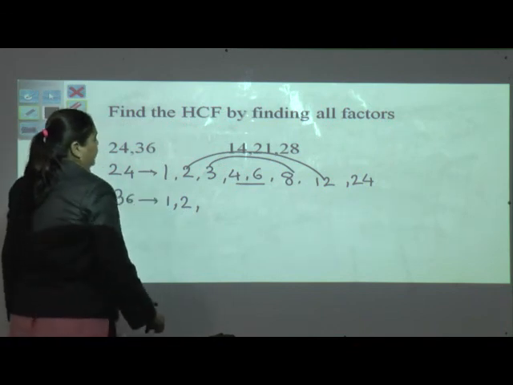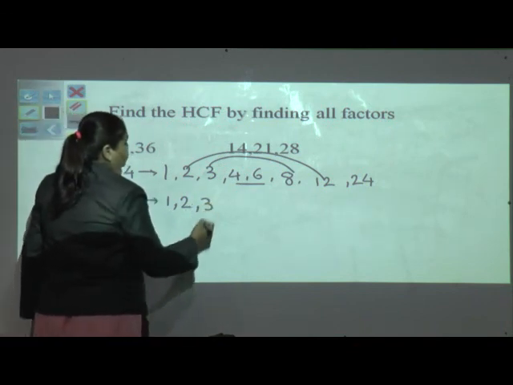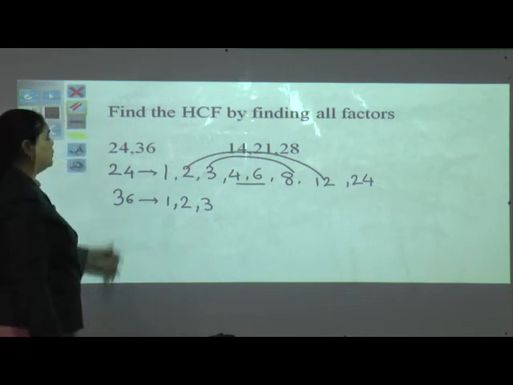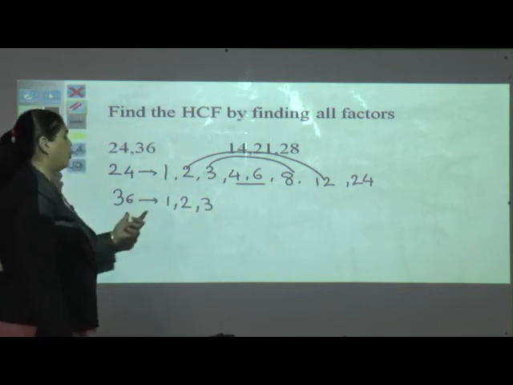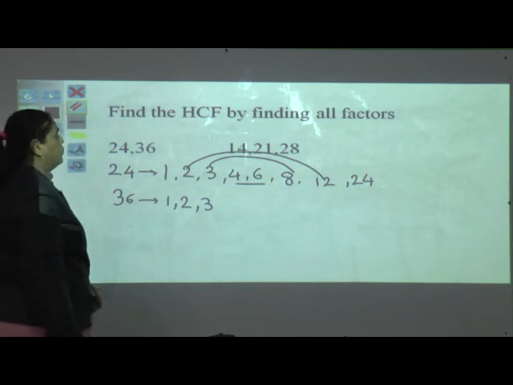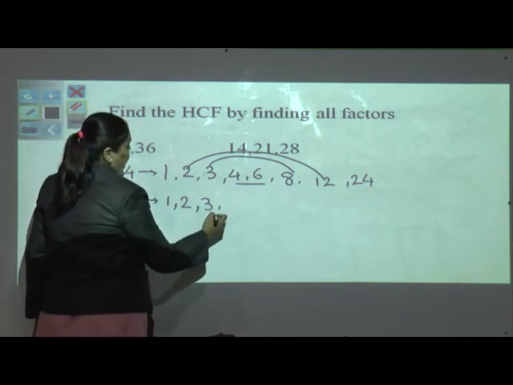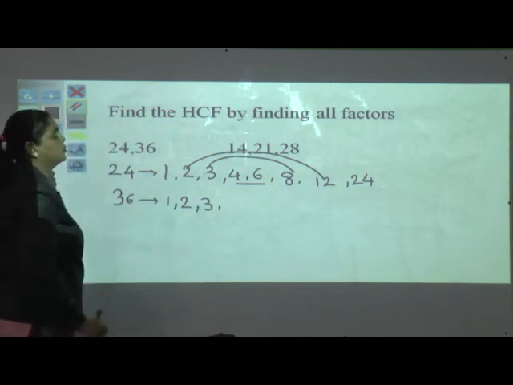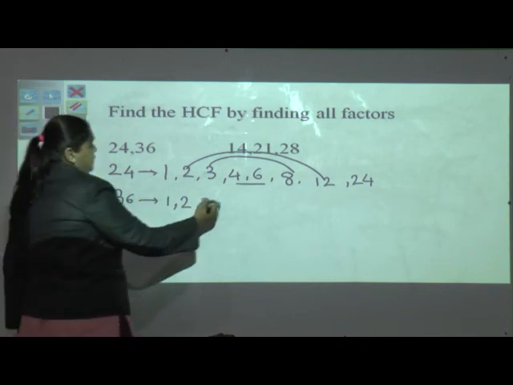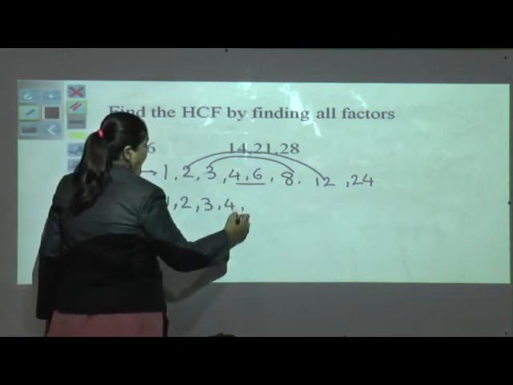Yes, it is a multiple of 3. So we get it in the 3 table also. Now we have to find out for 4. What is the table of 4? 4 9s are 36. So we will go for 4.